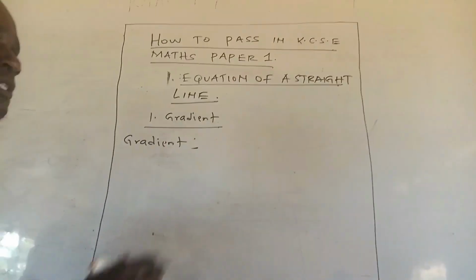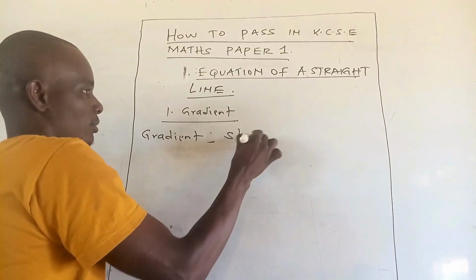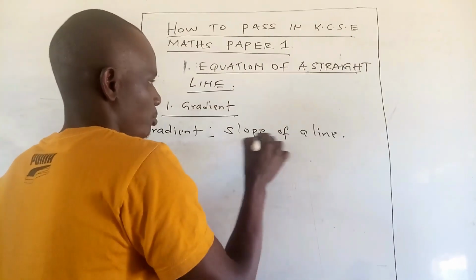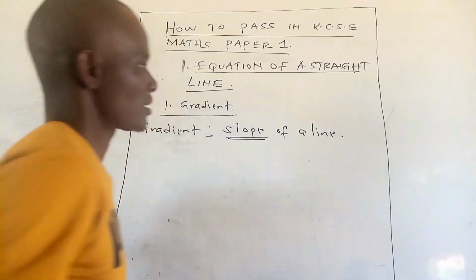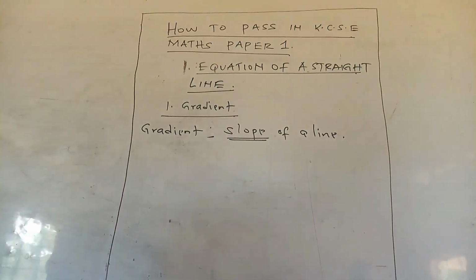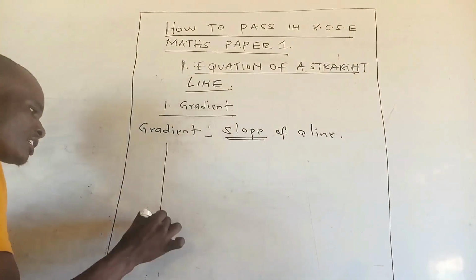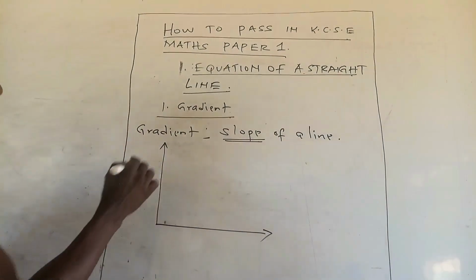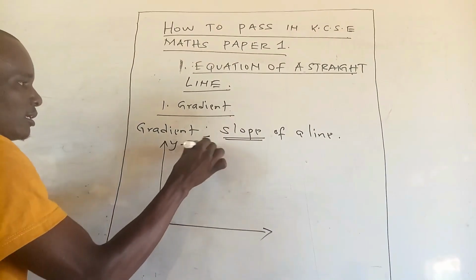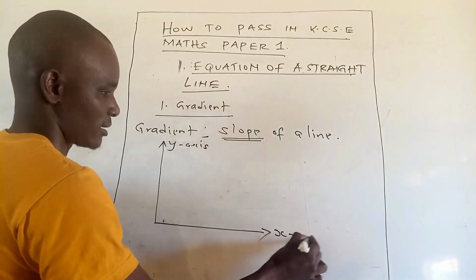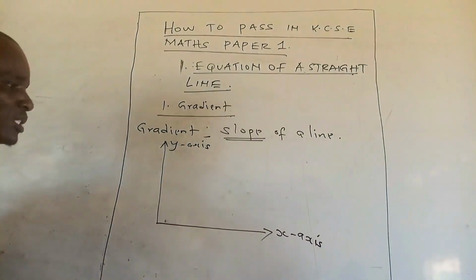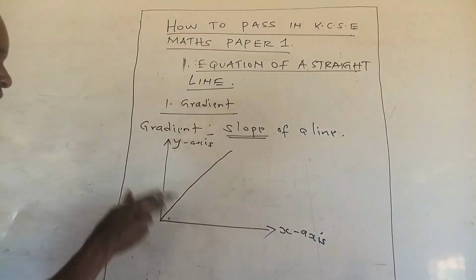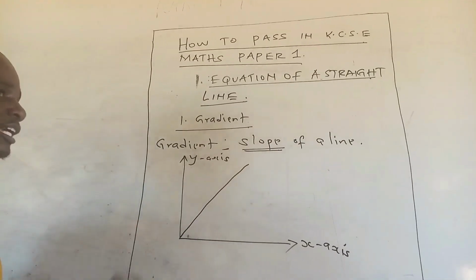So gradient simply means the slope of a line. The word slope here means gradient. For example, if you have a Cartesian plane of this nature, and within our Cartesian plane we have the y-axis and the x-axis, then we can have several lines within this Cartesian plane. We can have a line that is moving such that the x-axis and the y-axis are equal.